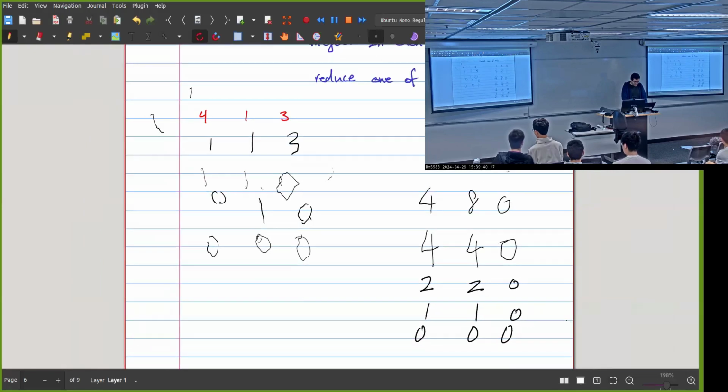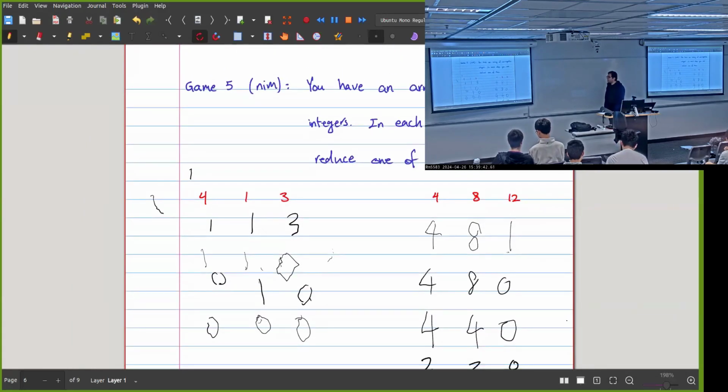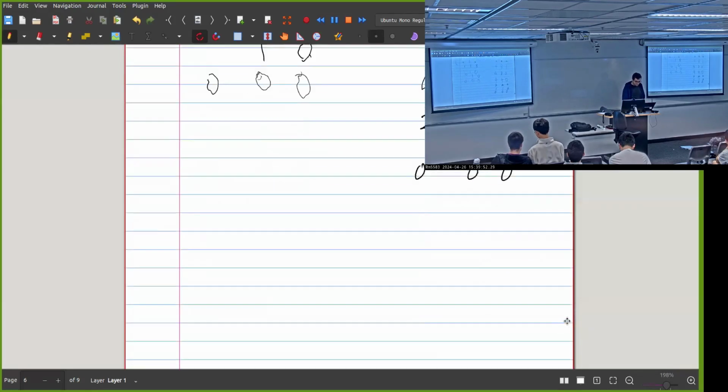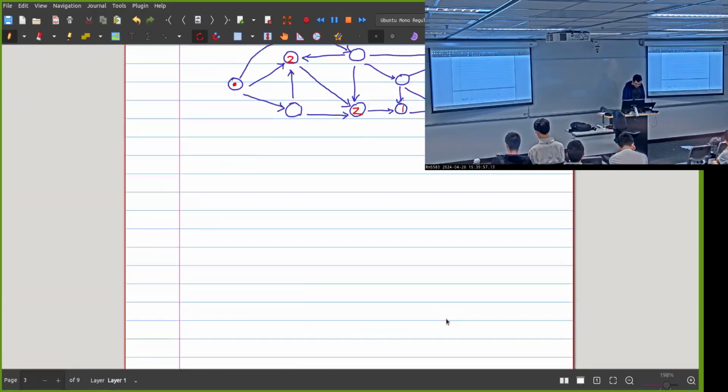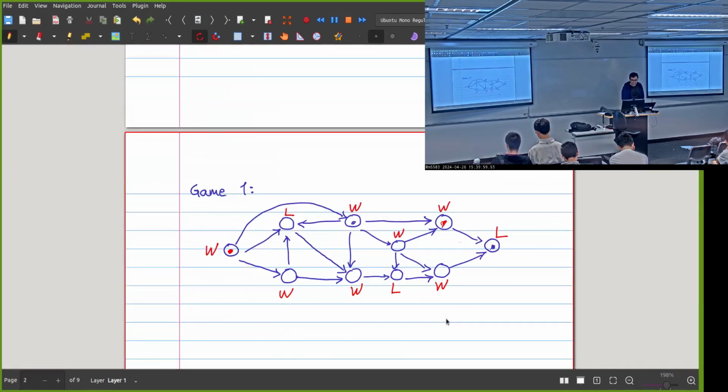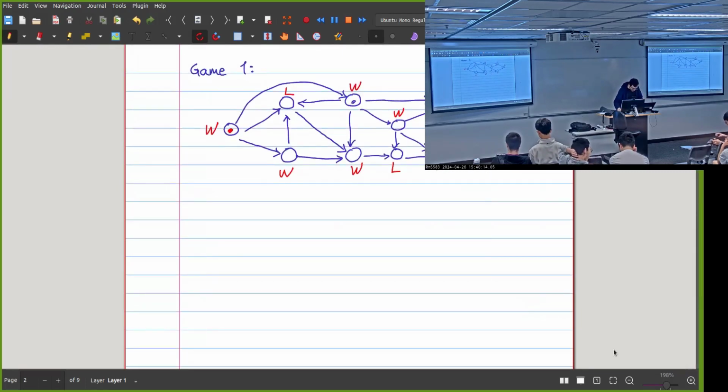Okay, but in this case, we had only 3 numbers. What if we have actually more than 3 numbers? What if I have 10 numbers? So on. What if I have n numbers? So what is the general winning strategy in NIM? So I want to go back to this concept of winning states and losing states. So you see, the condition I have is that the final states where I cannot make any moves should definitely be losing states, right? So let's just write down these conditions.